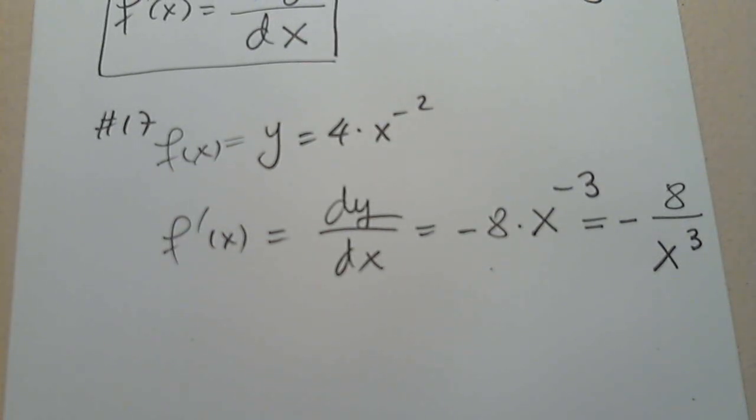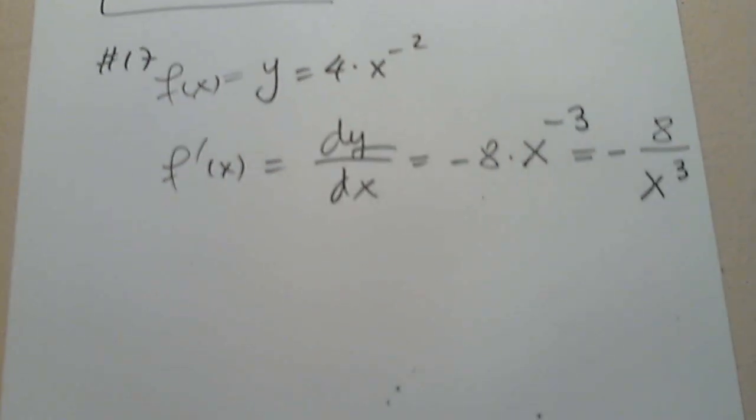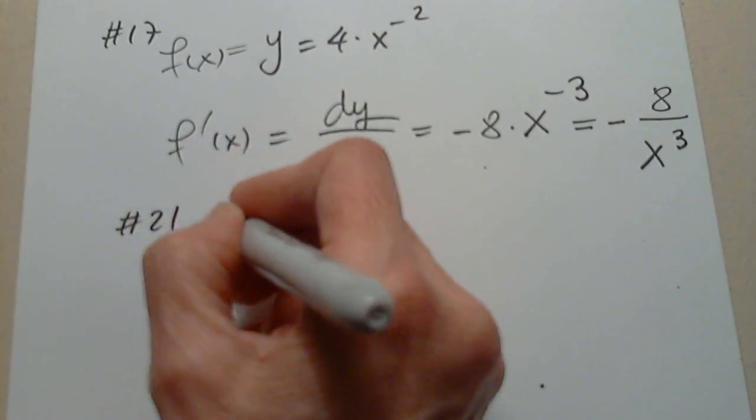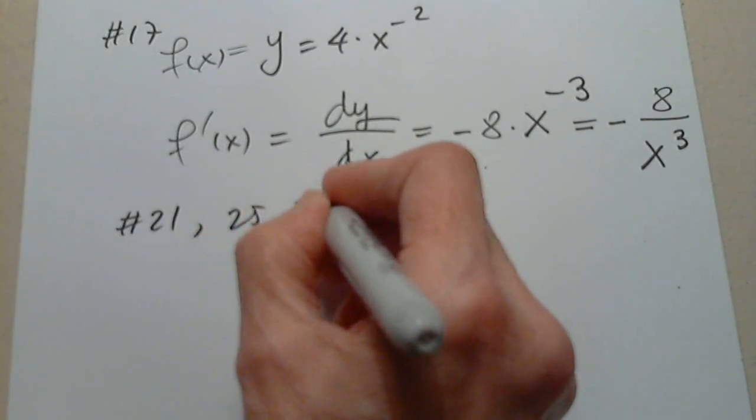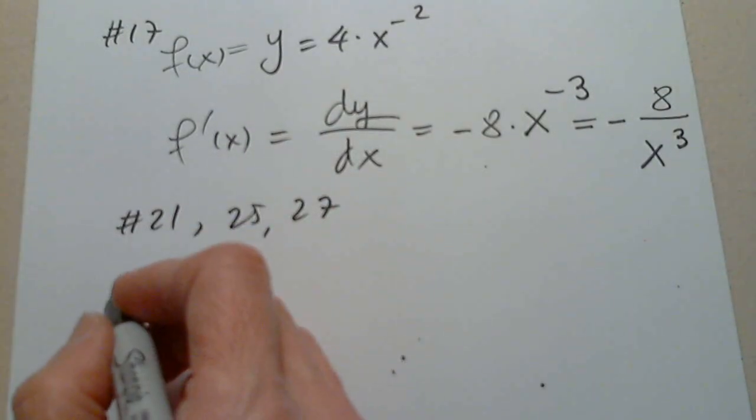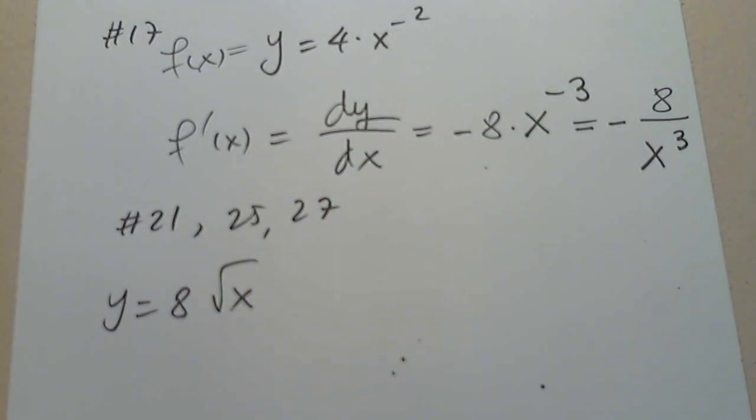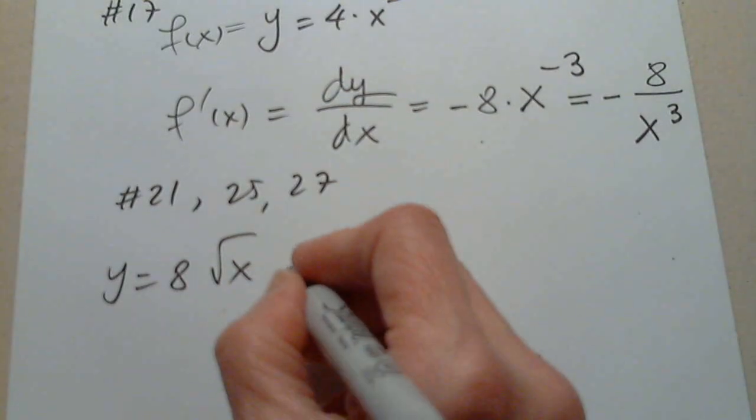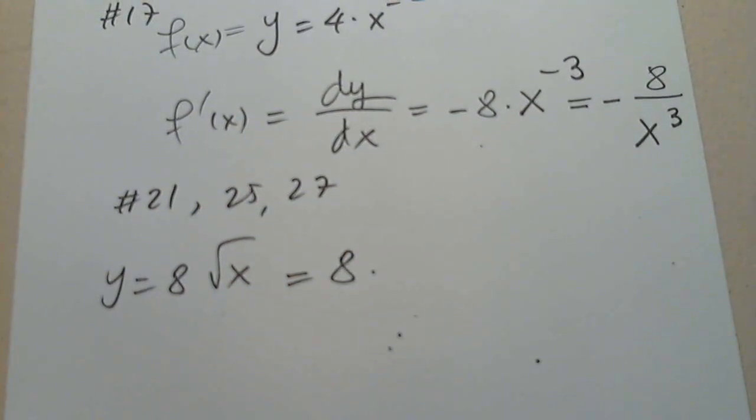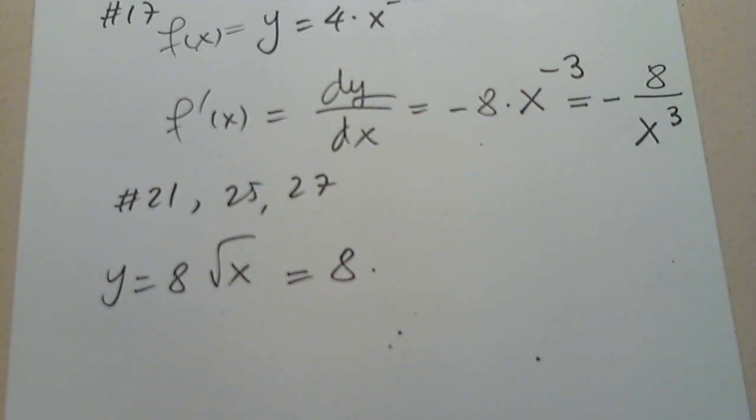Okay, would you like to pick another? If you ask me, I would like to pick 25, 27. I was gonna say 27. 27 and also 21. So let's look at 21, and then 25, and then 27. In 21, we have y equals 8 times the square root of x. Yes, I have to change this for now, for the first time, into an exponent.